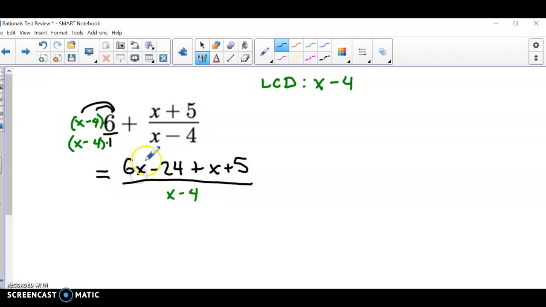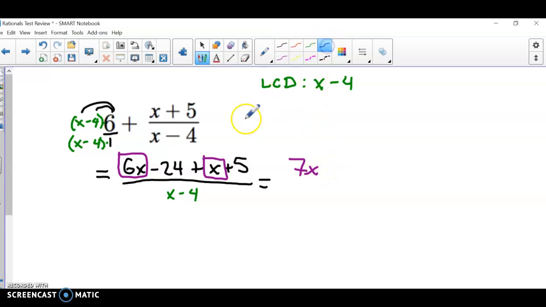So I've got my 6x and my x. These are like terms. So I'm going to combine them. So 6x plus x is going to give me 7x. Okay, so that 6x plus x gave me a 7x.